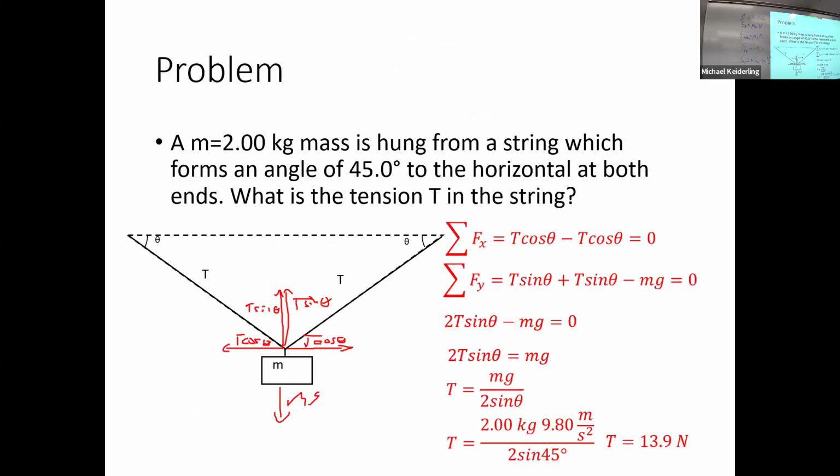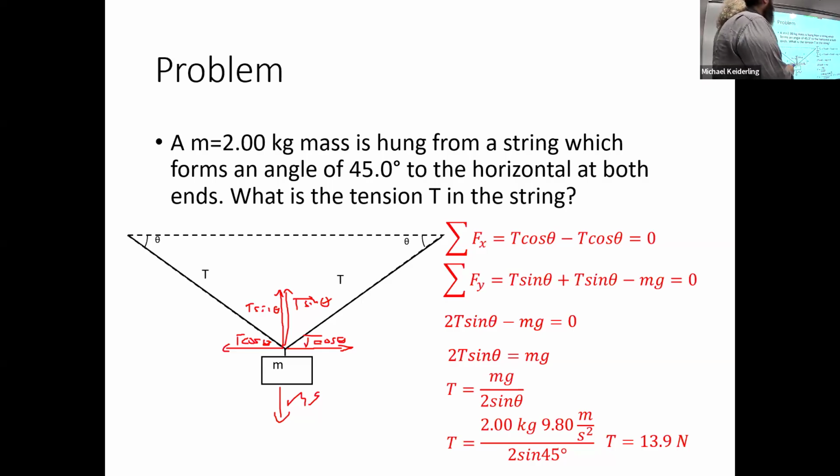Here we have a static equilibrium problem. We have a 2-kilogram mass hung from a string that makes an angle of 45 degrees to the horizontal at both ends. And we want to find the tension in the string. So both of these are at 45 degrees. This forms this angle theta up here, so it'll be the same angle theta down here.